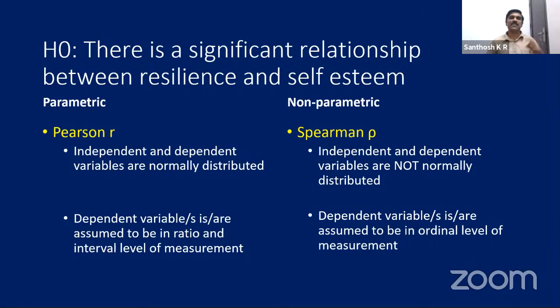And if we want to find out if the independent variable predicts the dependent variable, then we will go for regression.